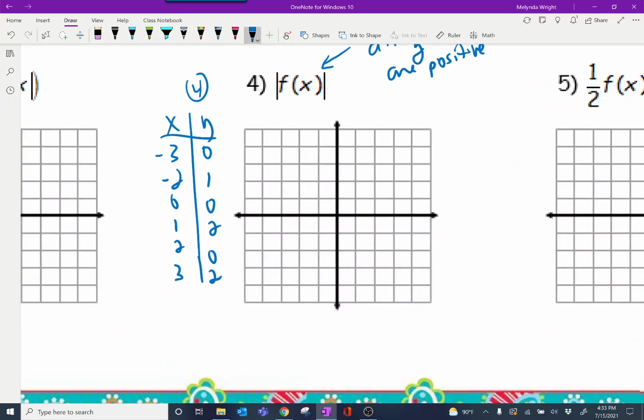So we have -3, 0, -2, 1, 0, 0, 1, 2, 2, 0, and 3, 2.